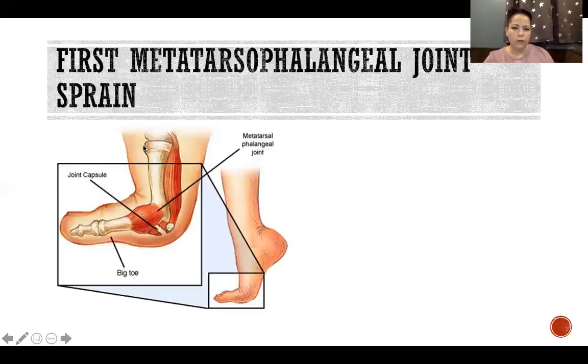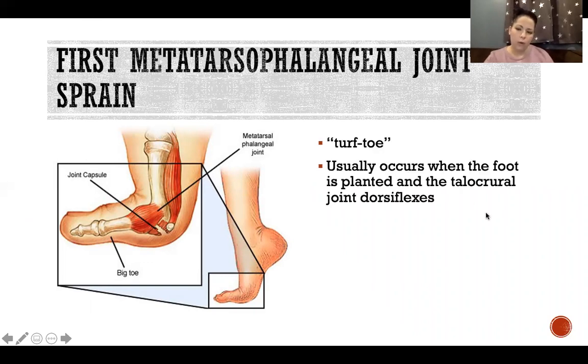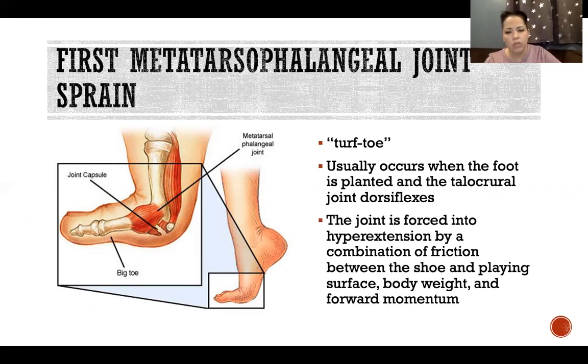All right, a first metatarsophalangeal joint sprain is commonly called turf toe. So this is when the foot is planted and then we go into dorsiflexion. So with a planted foot and then we go into dorsiflexion or an extreme amount of hyperextension of that first metatarsophalangeal joint.